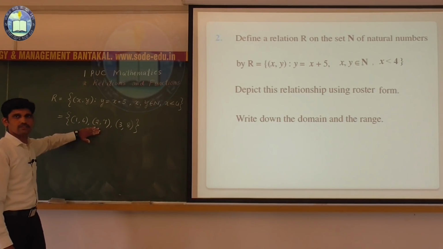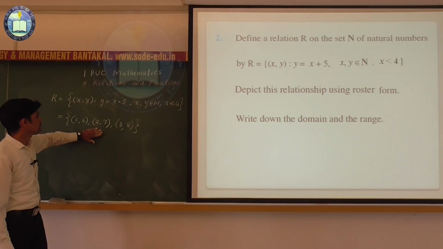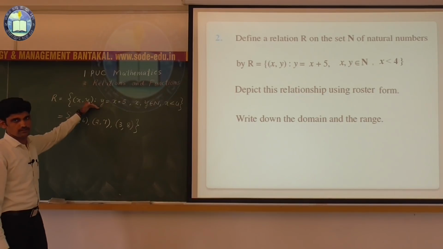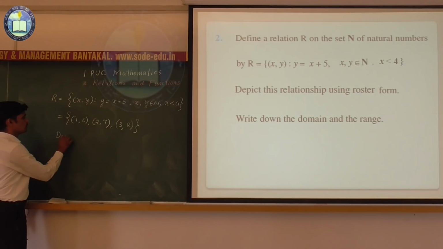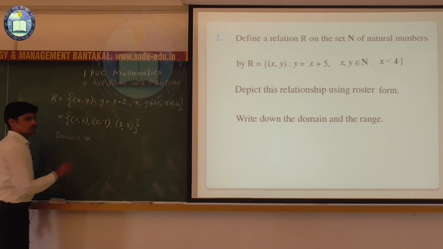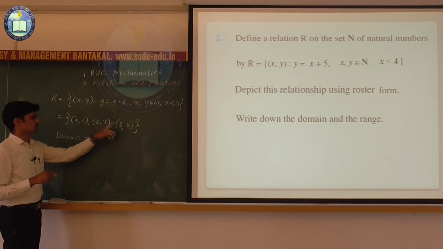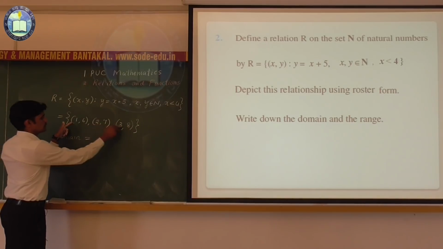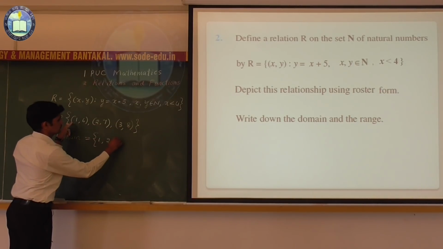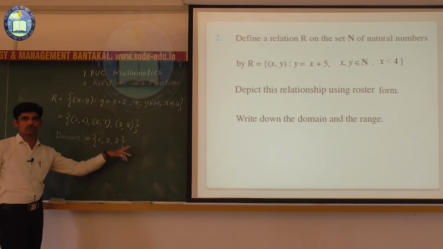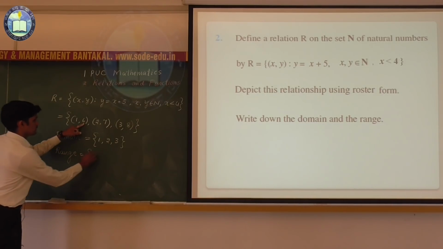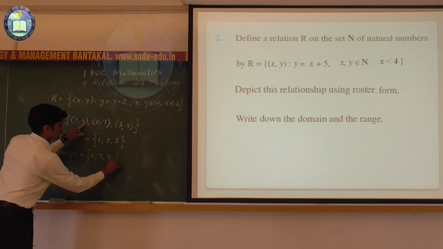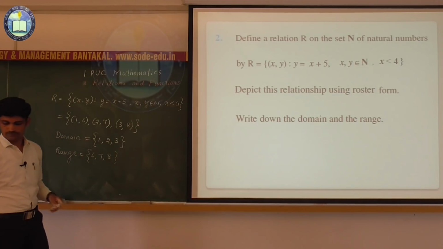And this method of writing the relation R is called the roster method of writing the set. And this is the set builder method. Write down the domain and range. What is the domain? Domain of R is equal to the set of all first elements of the ordered pairs, or set of all x, here 1, 2, 3, the set containing the elements 1, 2, 3. And range is equal to the set of all second elements, here 6, 7, 8. This is the range.